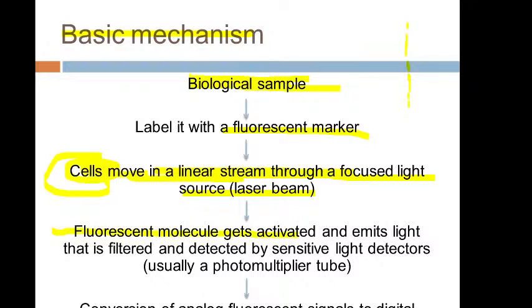Fluorescent molecules get activated and emit light that is filtered and detected by sensitive light detectors. So definitely when it is passed through the laser beam, the fluorescent molecule gets activated and emits light that is filtered and detected by sensitive light detectors. Then we convert the analog fluorescent signals into digital signals in the computer.